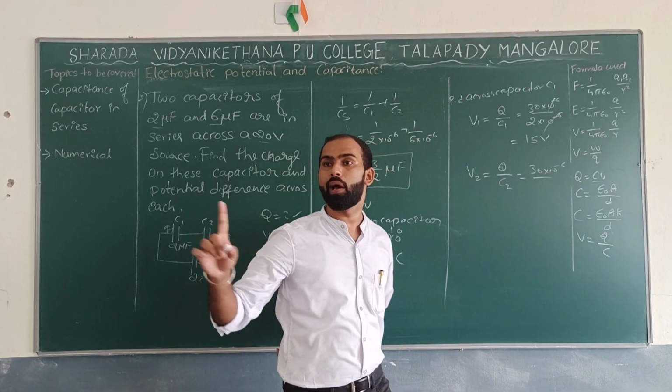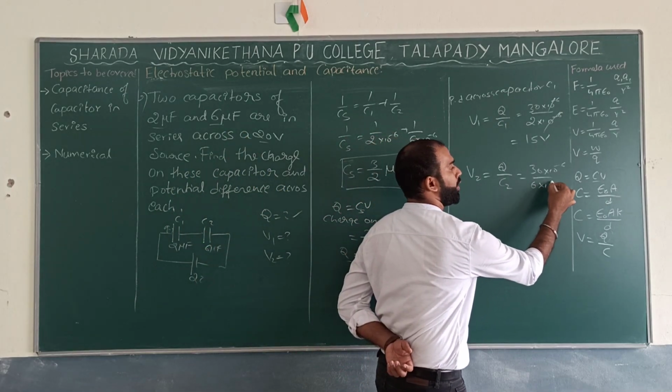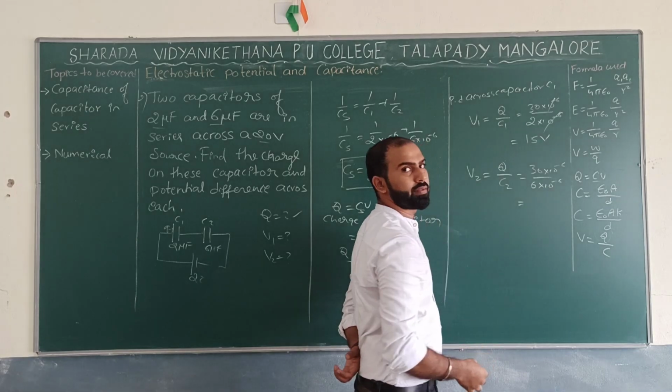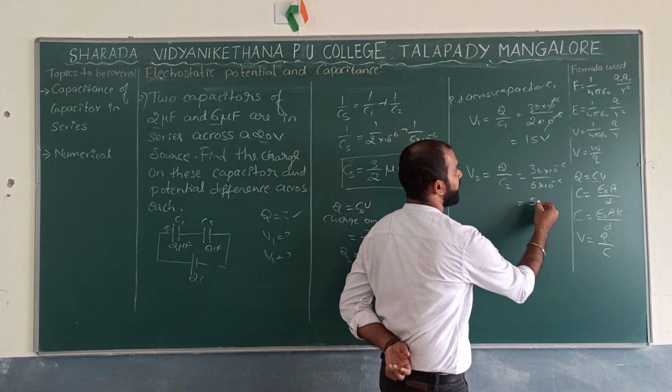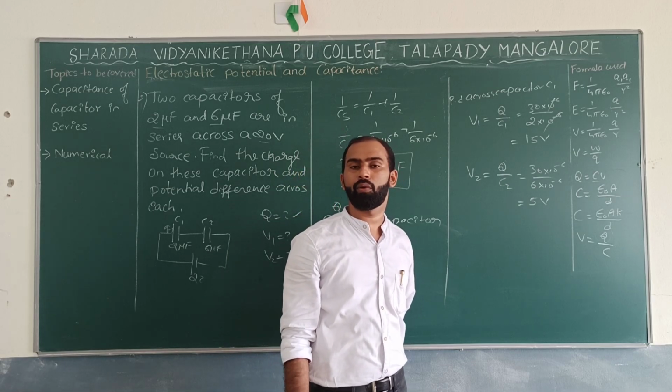What is the value of C2 we have? That is 6 microfarad, 6 into 10 to the power minus 6. What is the value I can expect? 5 volt over here. Now, by yourself only you will get to know whether you have got a proper answer or not.